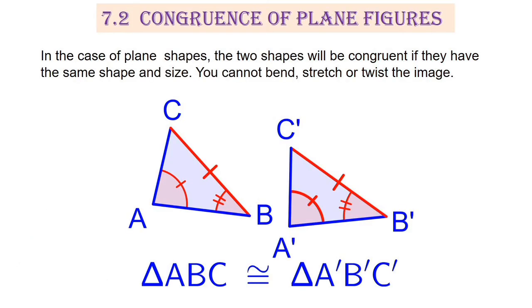Congruence of plane figures. In the case of plane shapes, the two shapes will be congruent if they have the same shape and size. You cannot bend, stretch or twist the image. In these figures, we see a triangle ABC and A'B'C', and these triangles are congruent to each other.